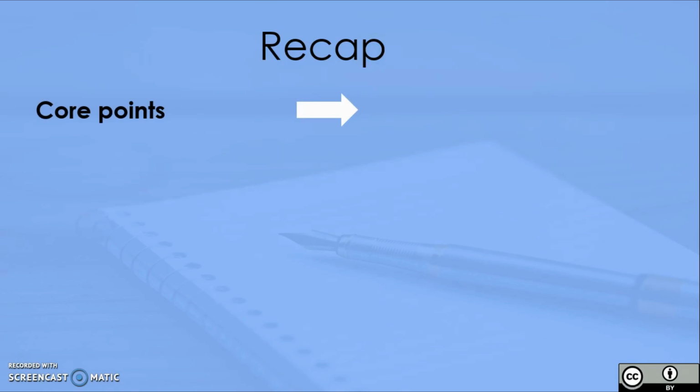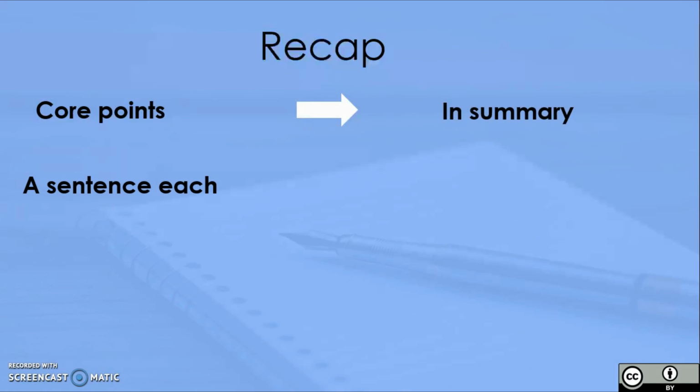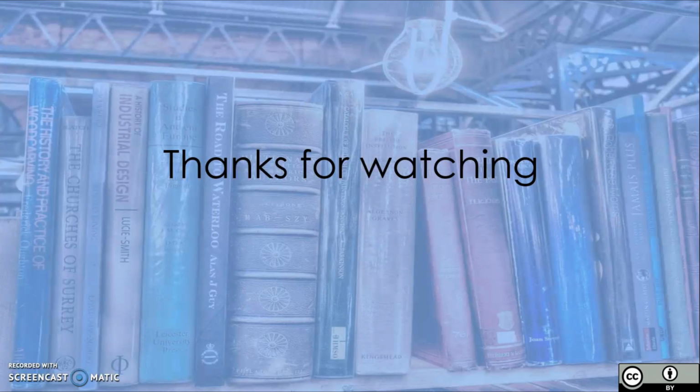So let's recap. A conclusion is your core points in summary, a sentence or two for each of your core points, and you don't make any new arguments or provide new evidence, and you're also telling a cohesive story of your whole essay.